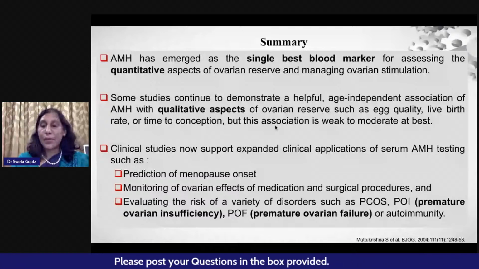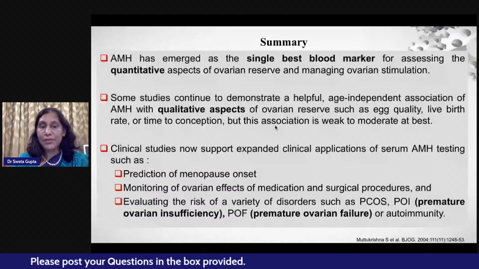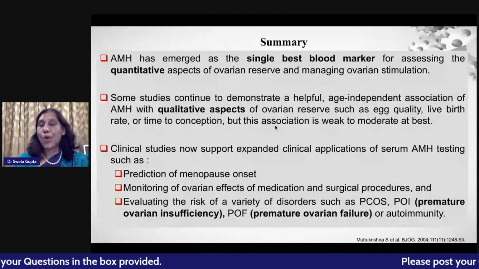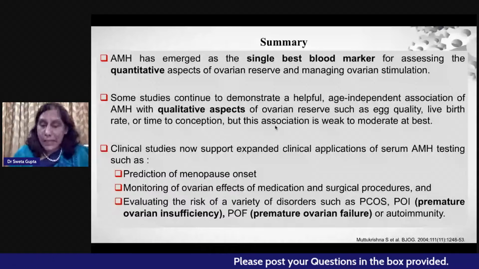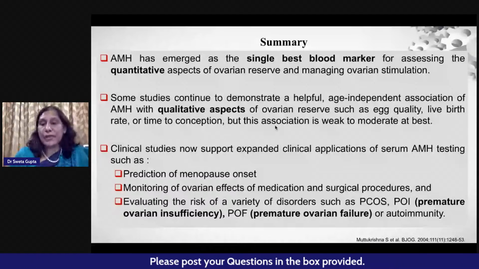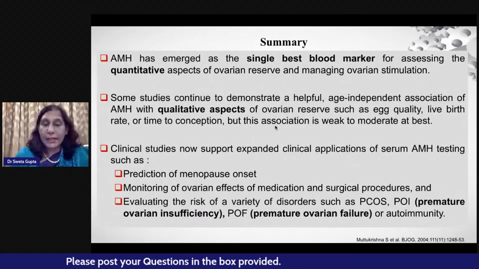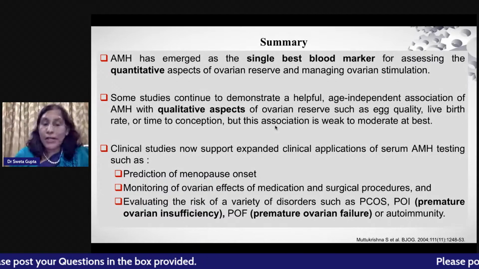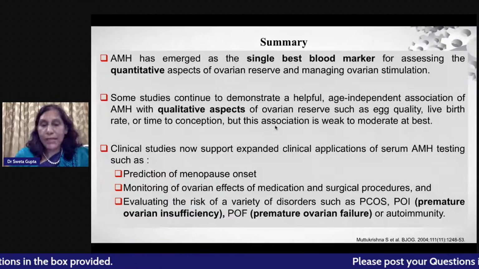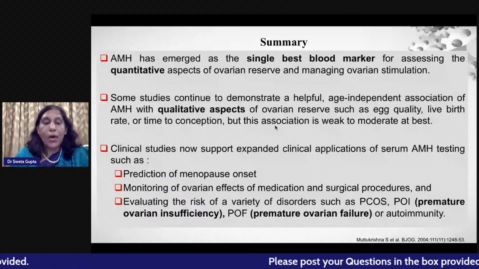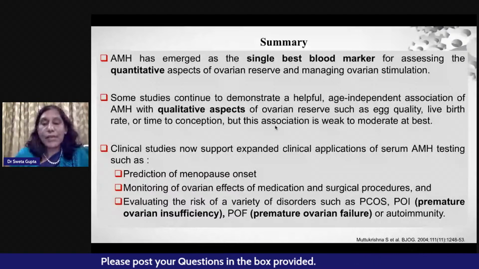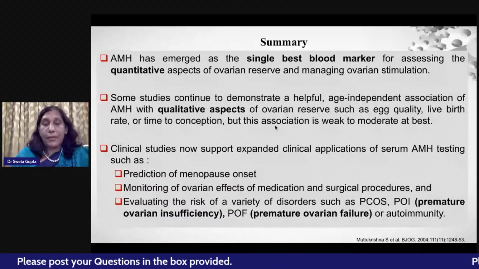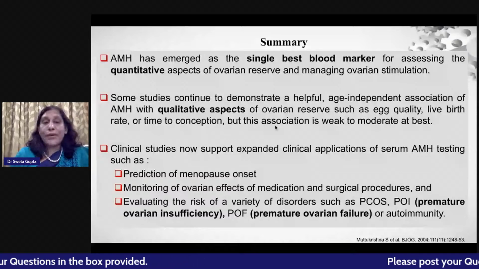Some studies continue to demonstrate a helpful age-independent association of AMH with qualitative aspects of ovarian reserve, such as egg quality and live birth and time of conception, but this association is weak to moderate at best. Clinical studies now support expanded clinical application of serum AMH testing, like in the prediction of menopause or the monitoring of ovarian effects of medications and surgical procedures, or evaluating the risk of a variety of disorders like PCOS, POI, POF. But what is most important is caution.